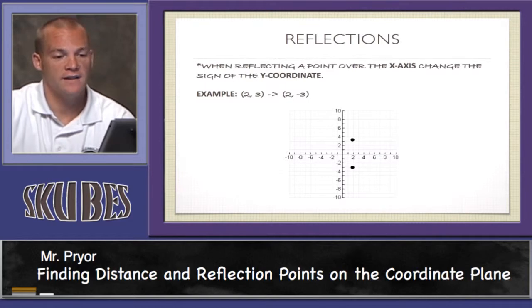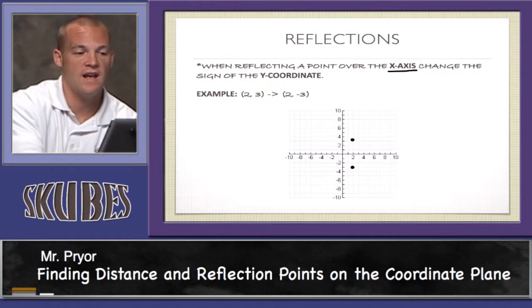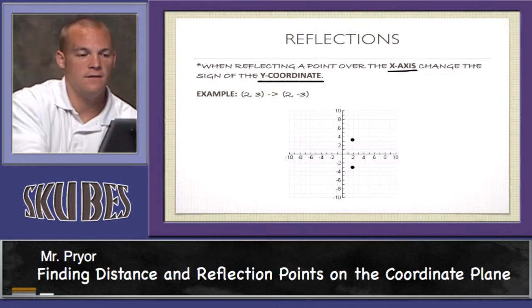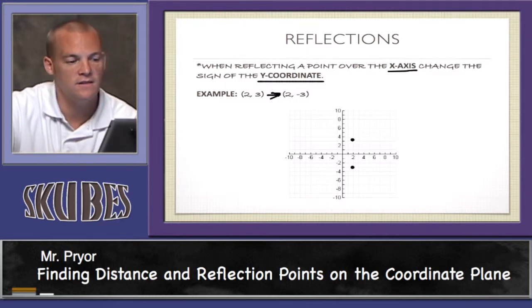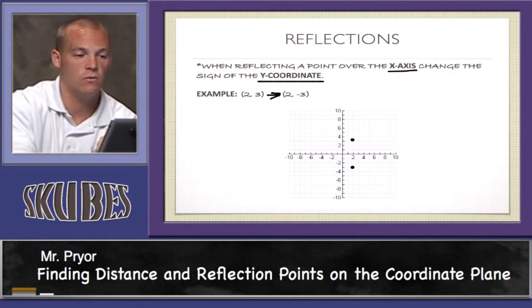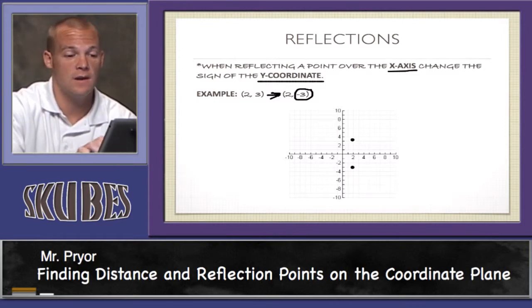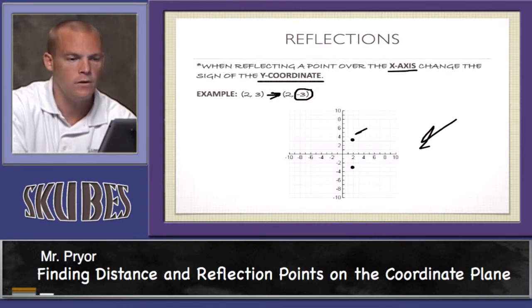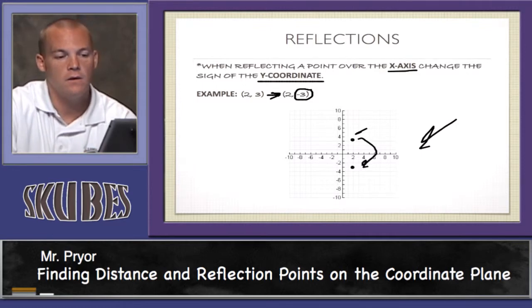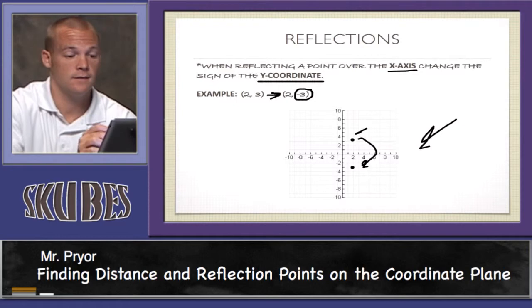So when reflecting a point over the x-axis, what you need to remember to do is change the sign of the y-coordinate. So what that means, if you look here at this example, is you have 2, 3. If we want to reflect 2, 3 over the x-axis, notice that we change the y-coordinate to a negative. It was originally a positive, now it's a negative. Here's the example drawn out for you. So we originally were at 2, 3, which is right here, and we've reflected that over the x-axis to here, which makes that 2, negative 3. Okay, so just notice that changing that y-coordinate sign simply reflects over the x-axis.